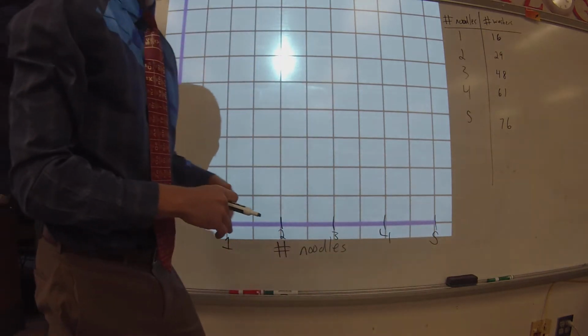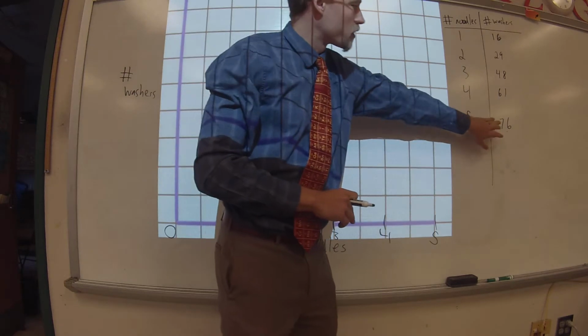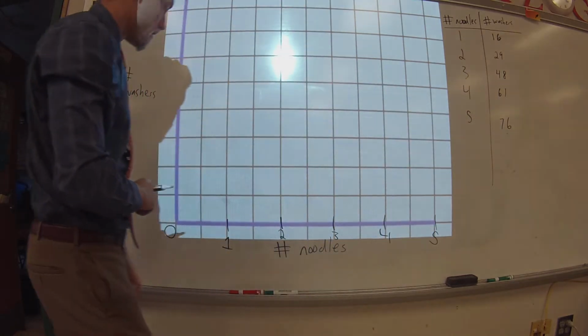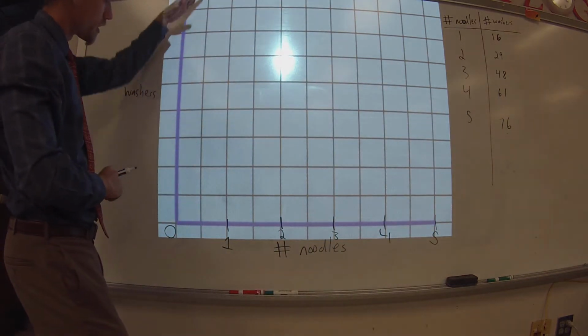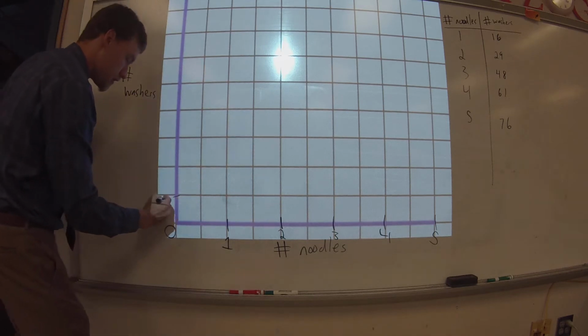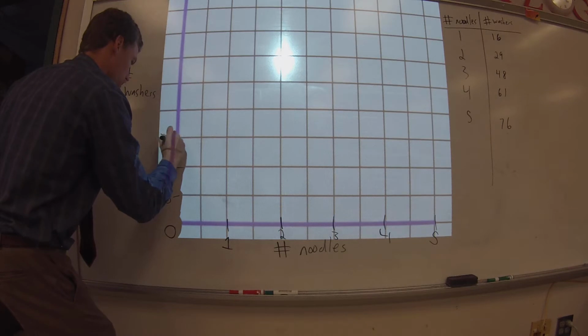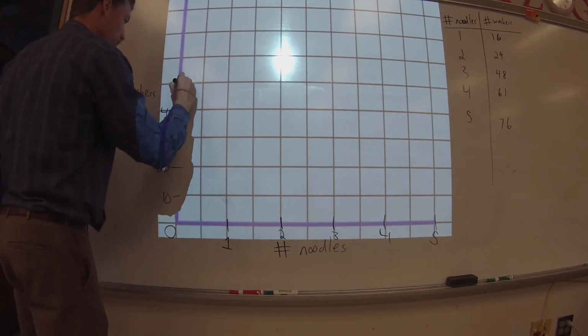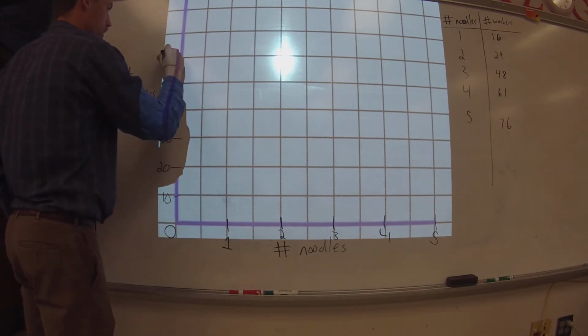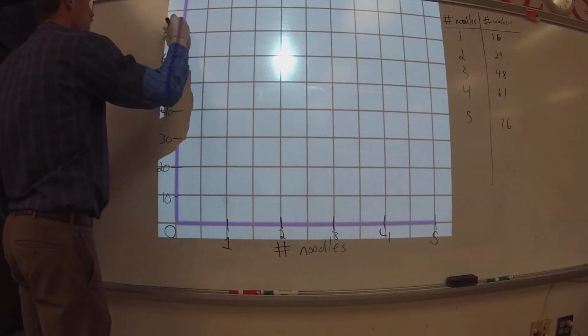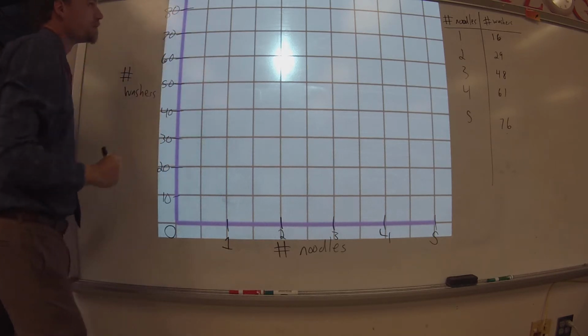Now for our number of washers, that may be a little bit trickier. We're going up to 76. So in this case, we're going to go by tens. So here's 10, 20, 30, 40, 50, 60, 70, 80.